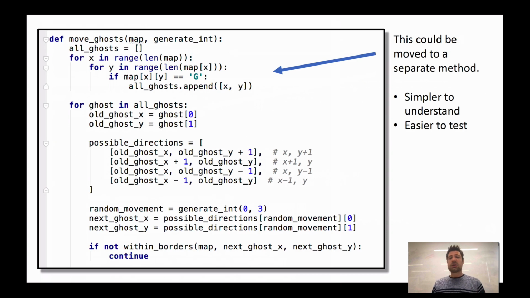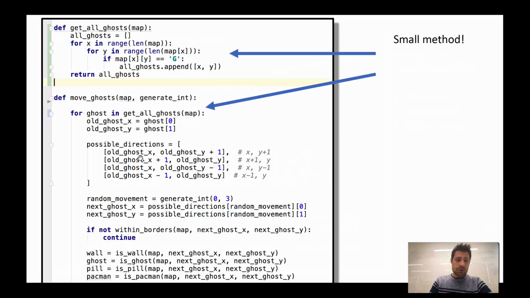If you see this previous version, if you dive into it, you're going to have to first understand that this is getting all the ghosts so that I can loop on all the ghosts. In here, you don't have to pay the price of understanding how we get all the ghosts. We just move from there. So extracting, breaking up large methods into small methods not only helps us to have smaller methods which are easier to understand and easier to test, but they also allow us to create abstractions that would then facilitate the overall comprehensibility of our implementation.